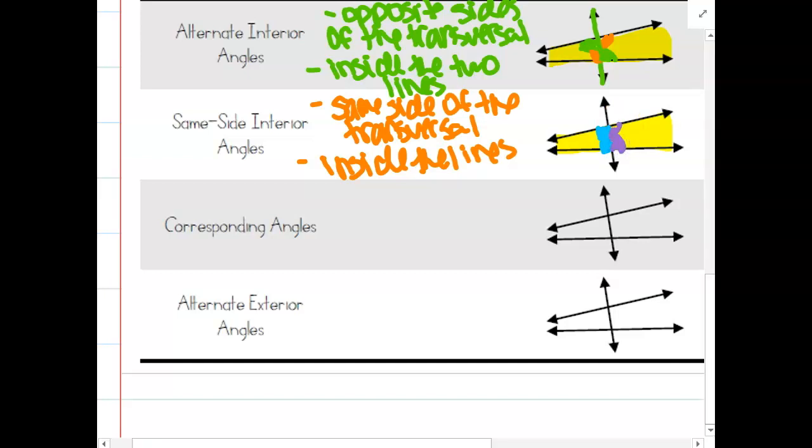I'm trying to do arcs that are colored in. They're not congruent. Don't assume that they're congruent. That's why I'm coloring them in, and I'm just identifying which ones they would be.